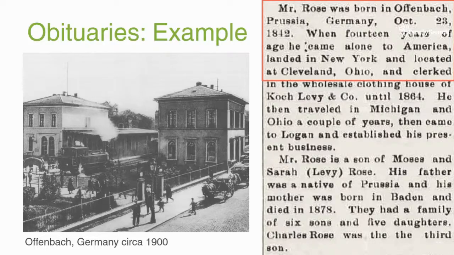So that's very important. Further down, it says Mr. Rose is a son of Moses and Sarah Levy Rose. His father was a native of Prussia, and his mother was born in Baden and died in 1878. They had a family of 6 sons and 5 daughters, and Charles was the 3rd son. So lots of good information here as we want to track back to Germany. This might be one of the better records that we'll find that can help us out.